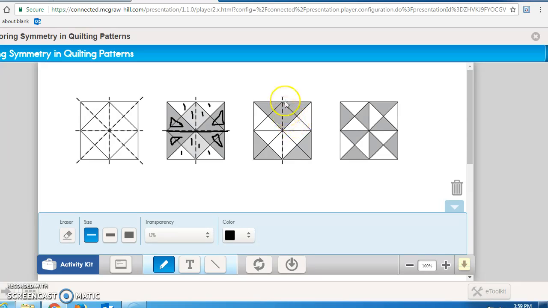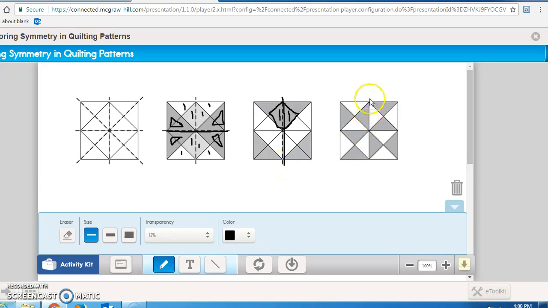For this one, the reason it only will work vertically is because of this gray triangle. In order for this to fold over, this gray would have to land on there. So if I tried to cut it this way, these two gray pieces would not land on these two white pieces. These would have to be gray. So that's why it will only work vertically.